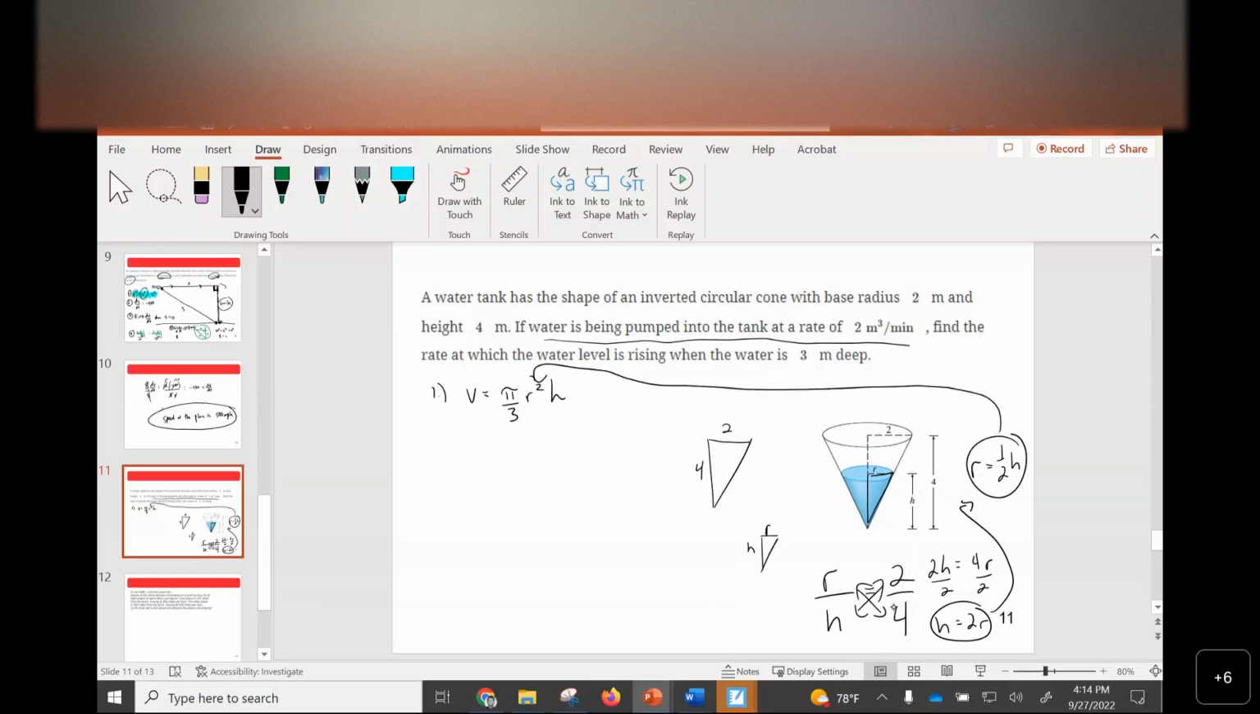And now I got a much nicer function after all that. My function V depends only on H after I sub out R. Only on H. So step 1. Okay, see if you can answer the question now. If you get an answer, type it in the chat, either to me or everyone. If you're feeling brave, give everybody your answer.